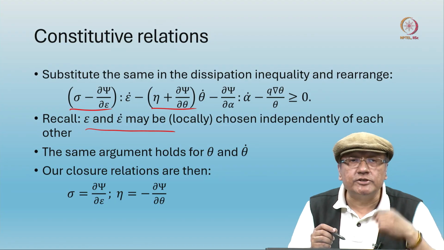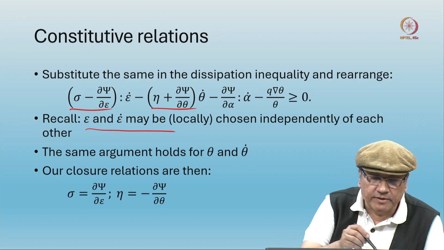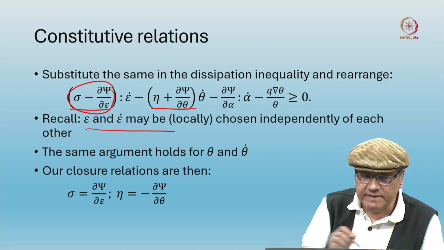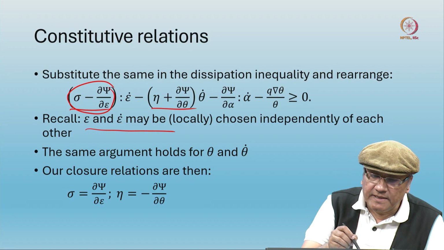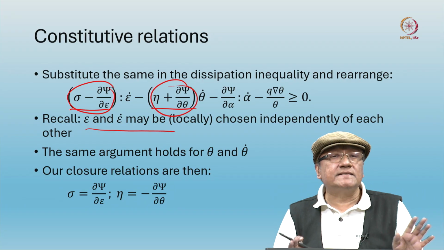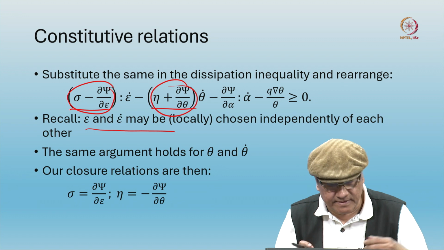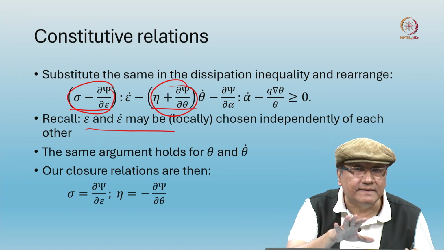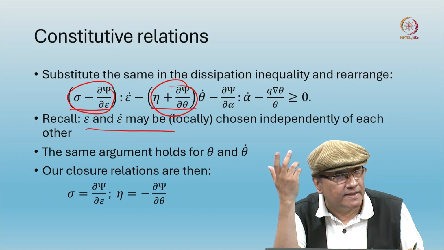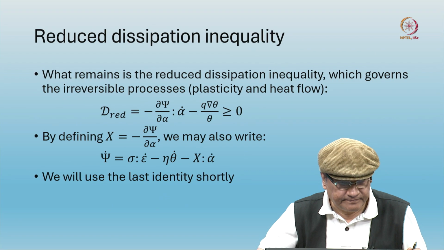So, our closure relationship becomes sigma equals del psi by del epsilon, because this has to go to 0 for the entire expression to be non-negative. Similarly, this also has to go to 0, that means eta will be equal to minus del psi by del theta. These are the standard things which we derived earlier also. The interesting thing here is that it is still coming up even in this case. So, there is some universality in this, irrespective of the problem that you are solving, we always see that sigma equal to del psi by del epsilon or eta equal to minus del psi by del theta, these expressions are always valid.